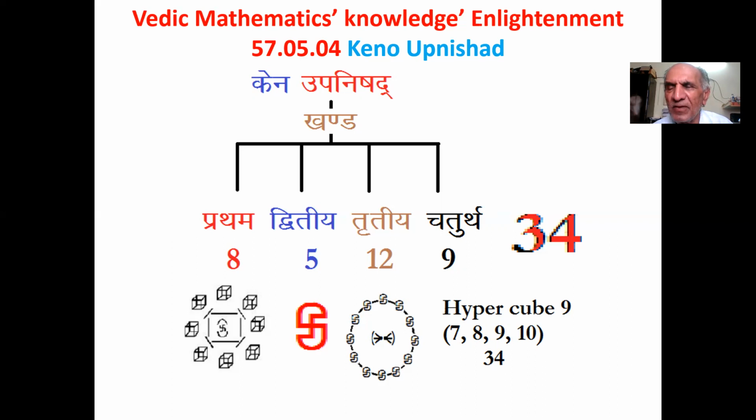The Surya will transcend as Dwadas Aditya, 12 suns, and the sun as a dimension, 6 space as a dimension, will take us to 9 space as domain, hypercube 9. 8 plus 5 plus 12 plus 9 is 34, which is the summation value of quadruple manifestation layers of hypercube 9, 7, 8, 9, 10.